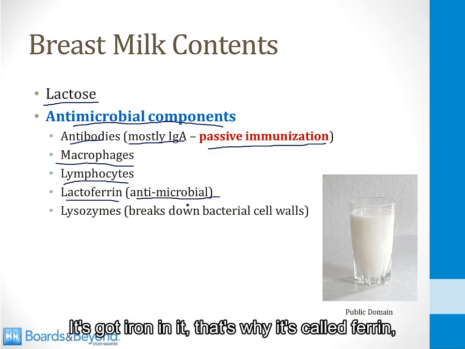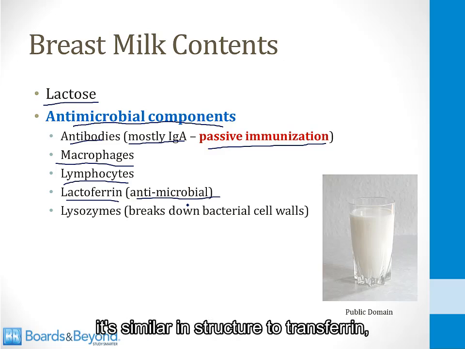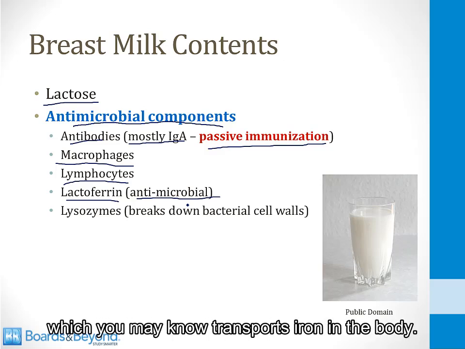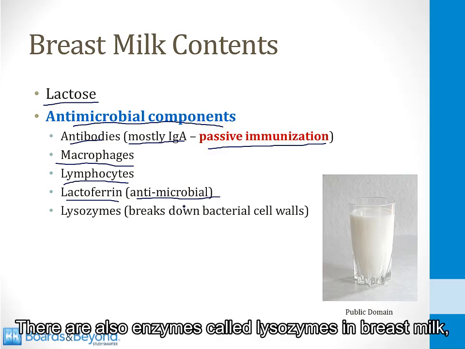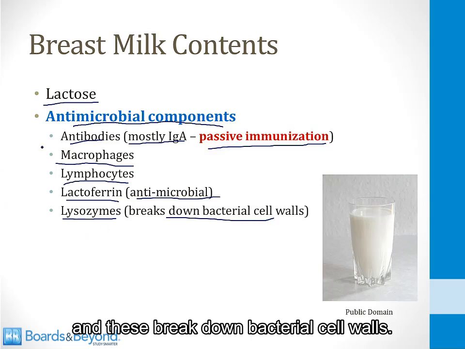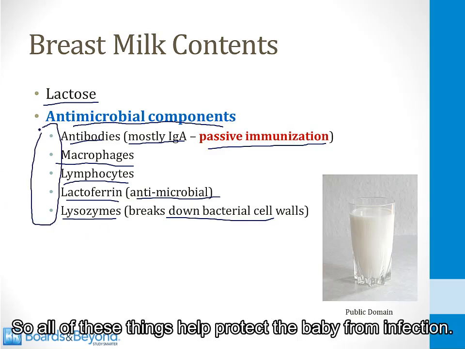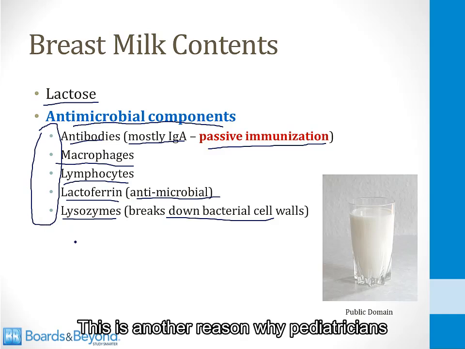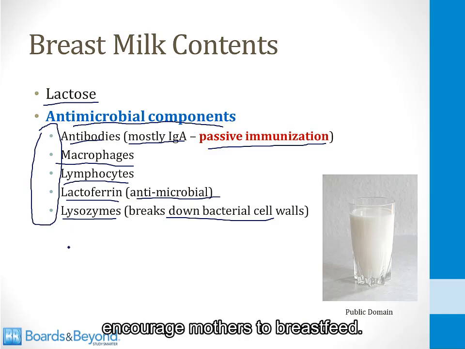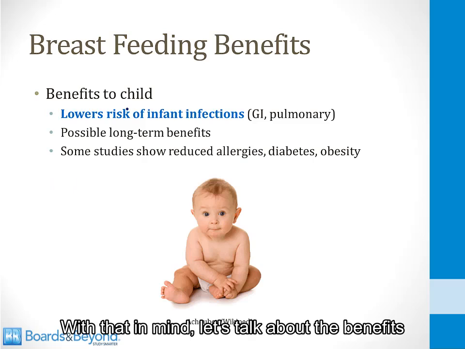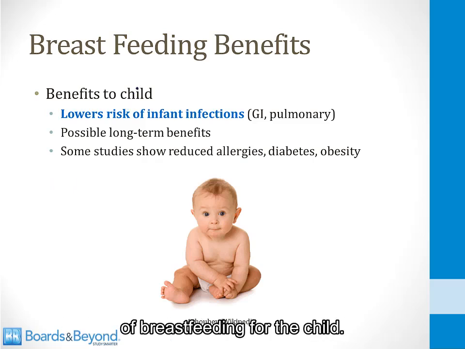It's got iron in it. That's why it's called ferrin. It's similar in structure to transferrin, which you may know transports iron in the body. There are also enzymes called lysozymes in breast milk, and these break down bacterial cell walls. So all of these things help protect the baby from infection. This is another reason why pediatricians encourage mothers to breastfeed. With that in mind, let's talk about the benefits of breastfeeding for the child.